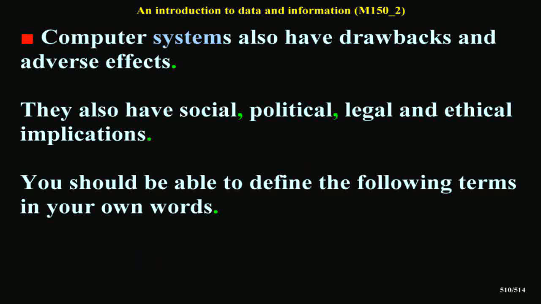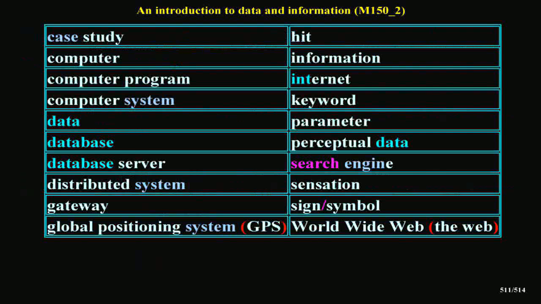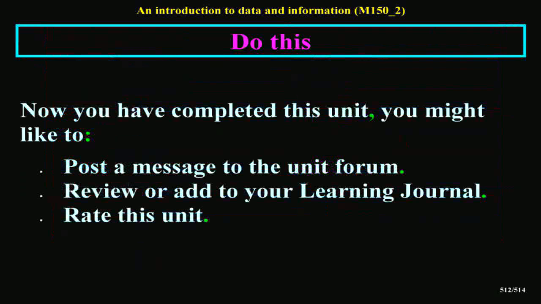You should be able to define the following terms in your own words: case study, information, computer program, Internet, computer system, keyword, data, parameter, database, perceptual data, server, search engine, distributed system, sensation, gateway, sign, symbol, global positioning system, GPS, World Wide Web, the web. Do this. Now you have completed this unit.